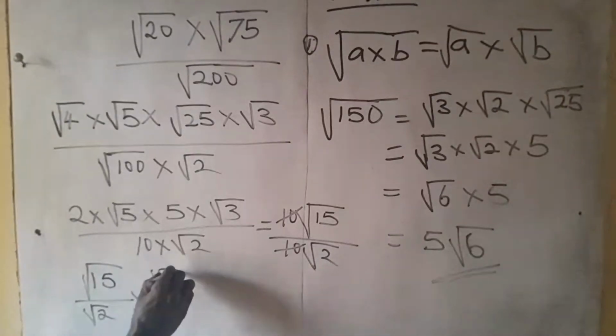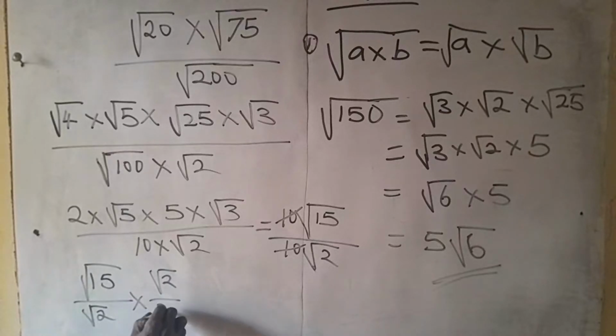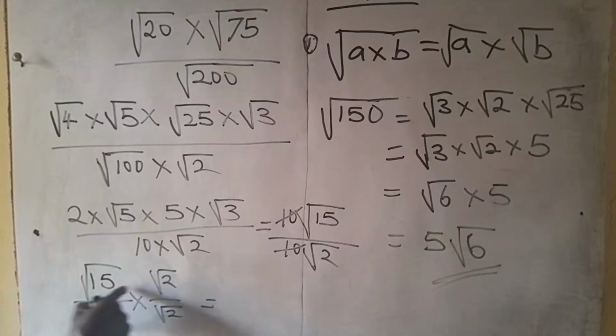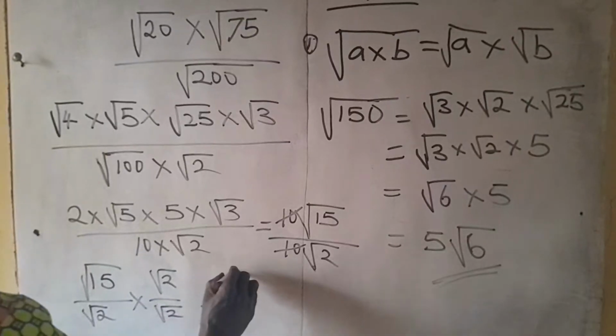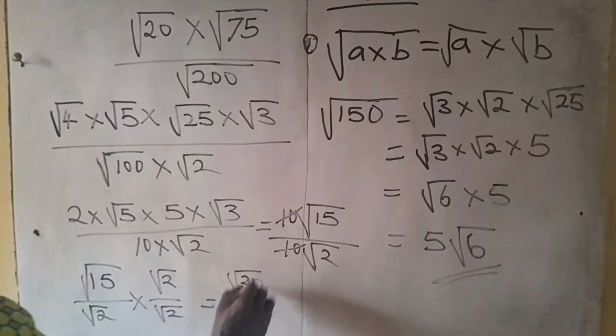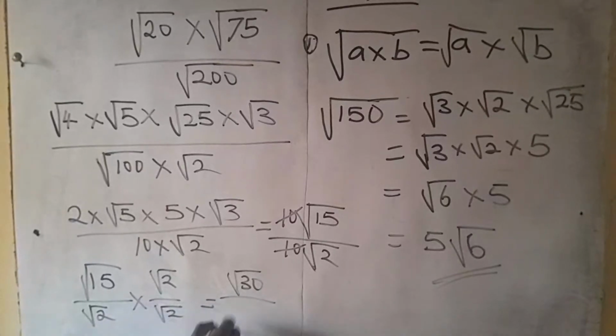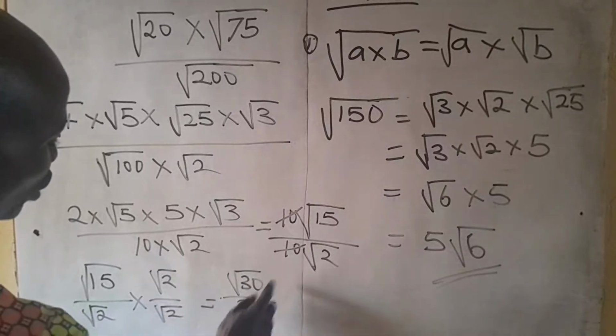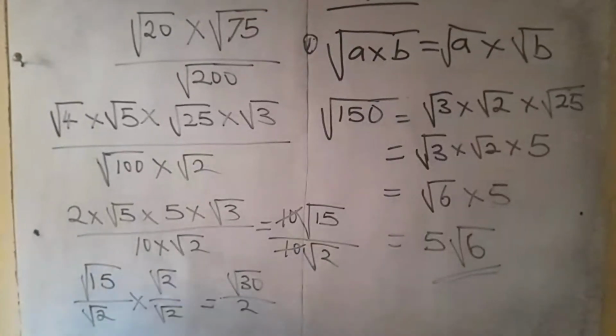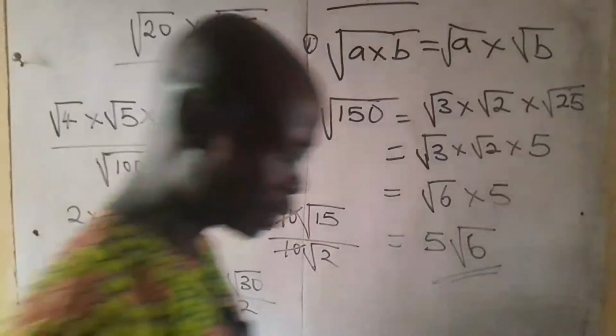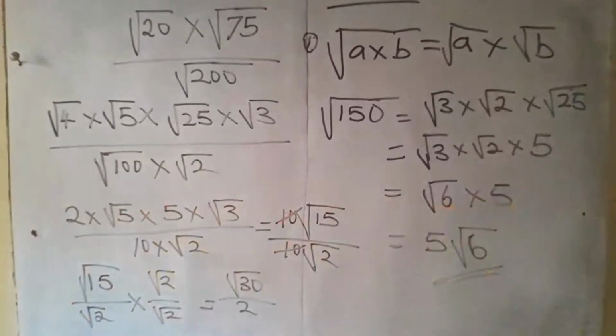Rationalizing, we have root 2 all over root 2. Okay, and this times this is going to give us root 30. Root 30. And then root 2 times root 2 will give us root 4, and root 4 is going to be 2. All right. And this is what we are going to be doing because 30 has no perfect square within its multiples. So we are going to leave the answer that way.